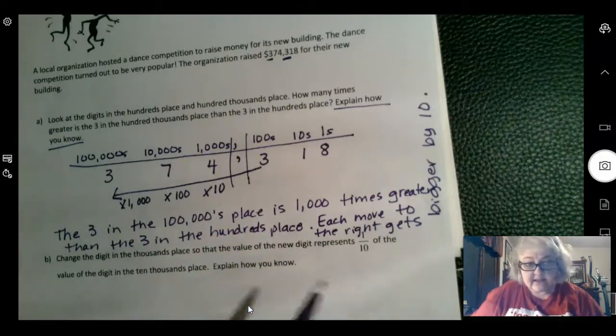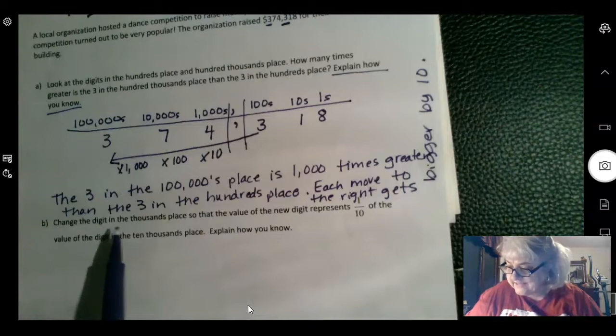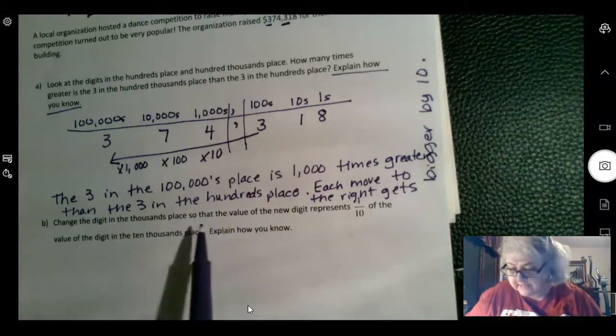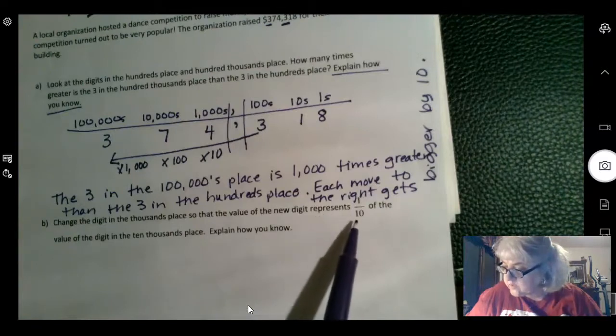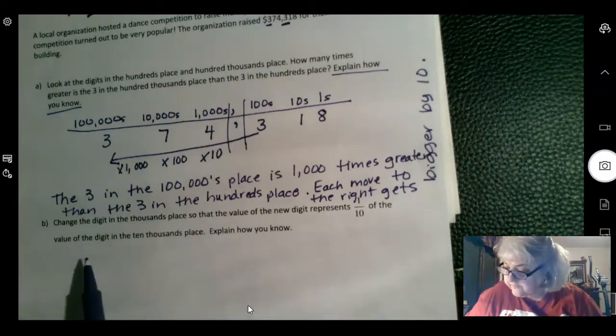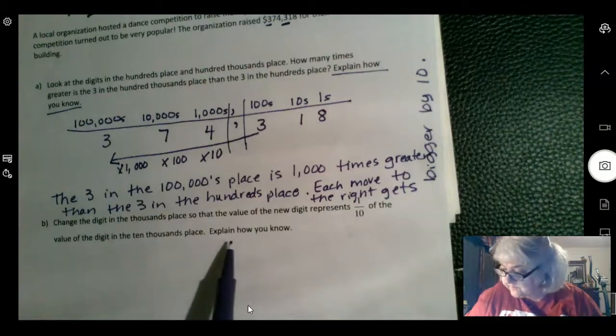Now, let's look at our next task. Change the digit in the thousands place so that the value of the new digit represents 1/10 of the value of the digit in the 10,000s place.